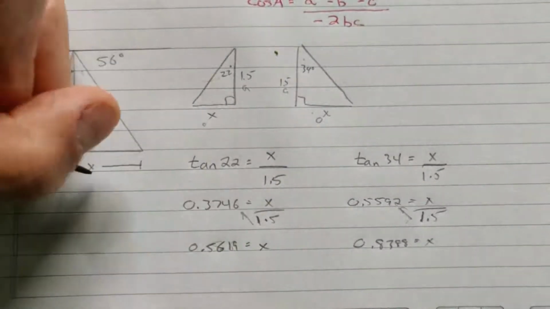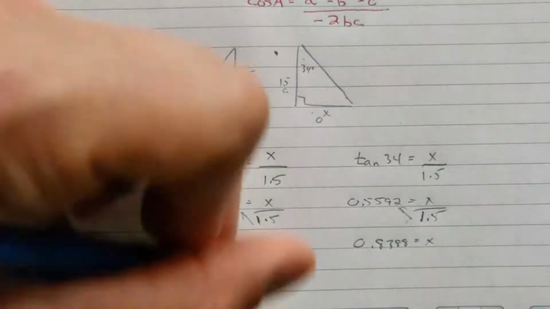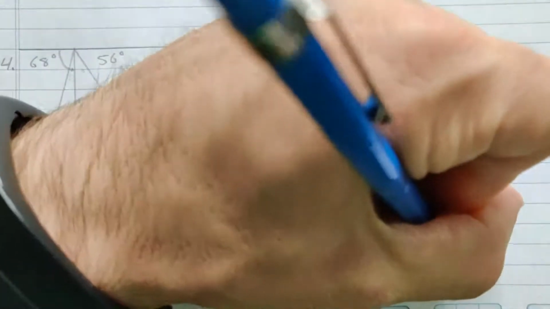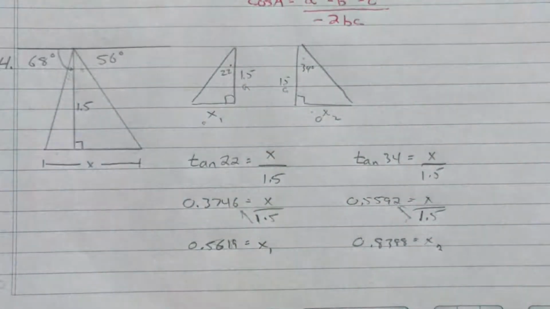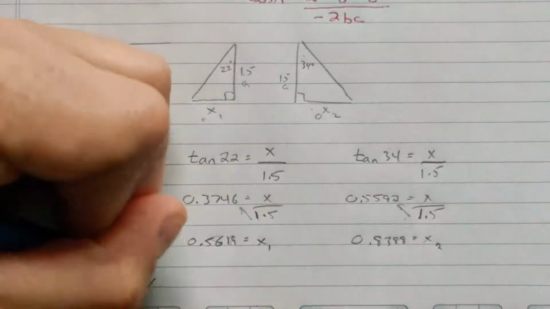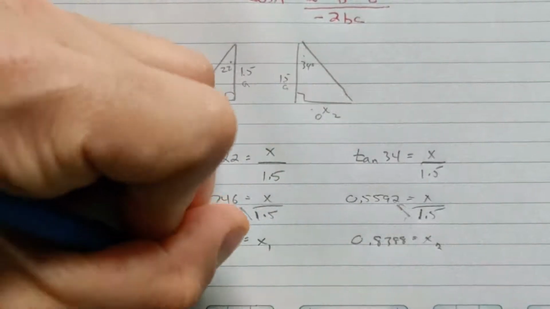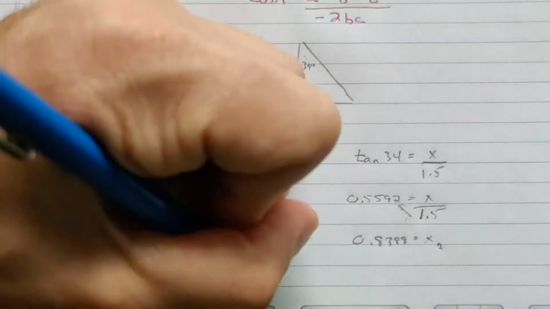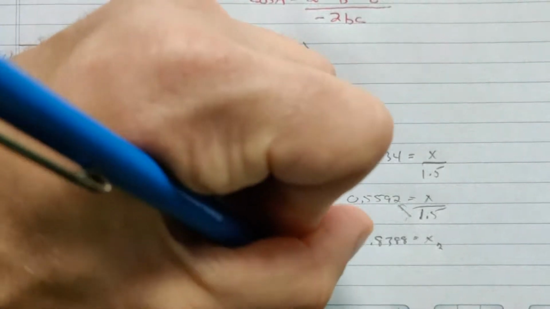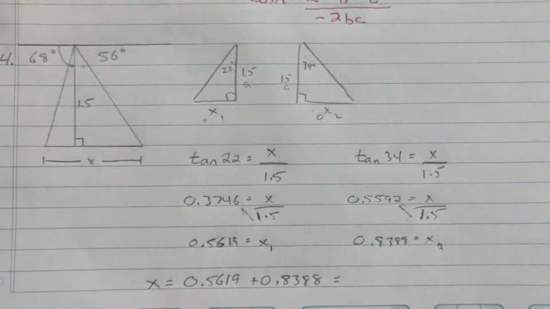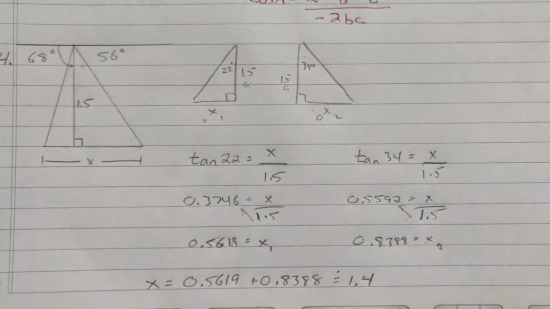And then to find the total x there, total distance across, I guess that would be x1 and x2, if I was to label this properly. That total distance across x equals 0.5619 plus 0.8388. And that's just going to give me a total of approximately 1.4 kilometers across. So our crater is 1.4 kilometers across.